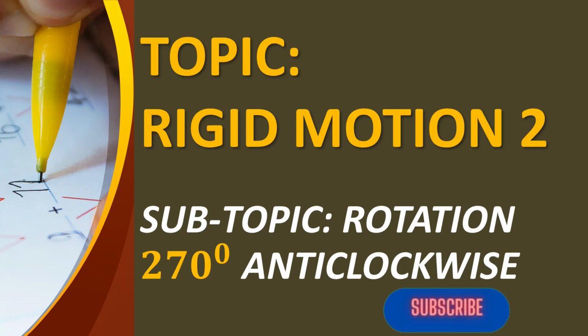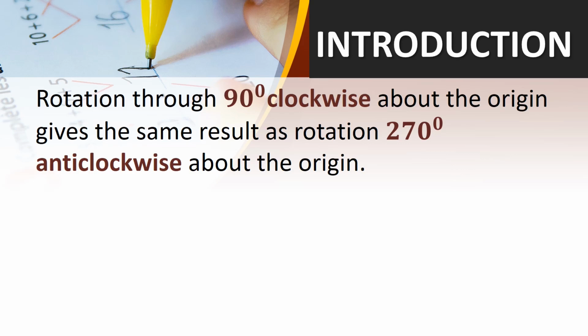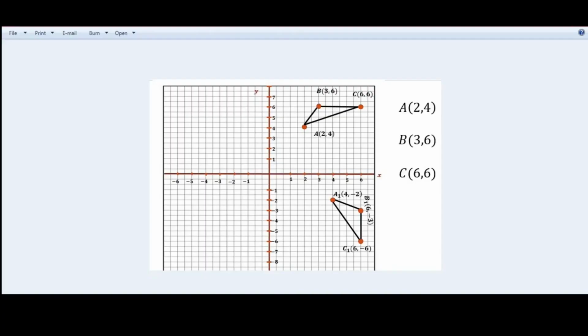We are furthering our discussion on rigid motion 2. Our subtopic for discussion is rotation through 270 degrees anticlockwise. Now let's bear in mind that rotation through 90 degrees clockwise about the origin will produce the same result as rotation 270 degrees anticlockwise about the origin. I would like to demonstrate to you rotation 270 degrees anticlockwise. Remember, I stated that 270 degrees anticlockwise rotation will produce the same result as 90 degrees clockwise rotation.